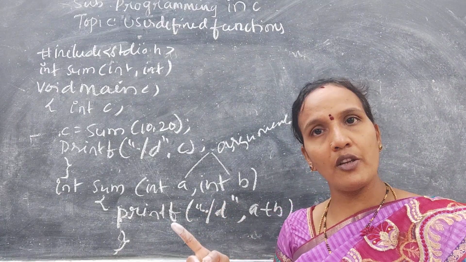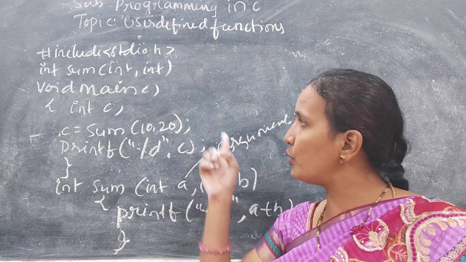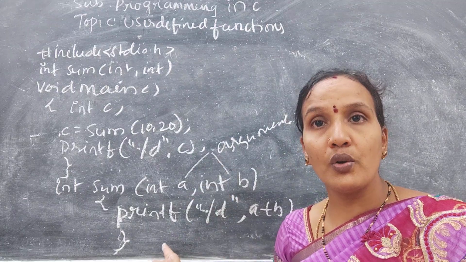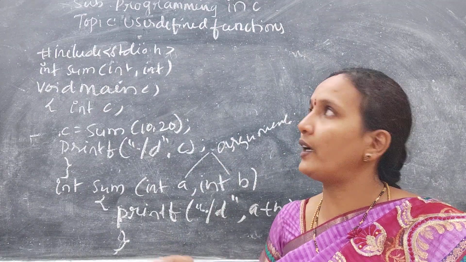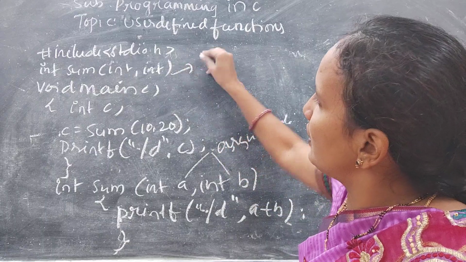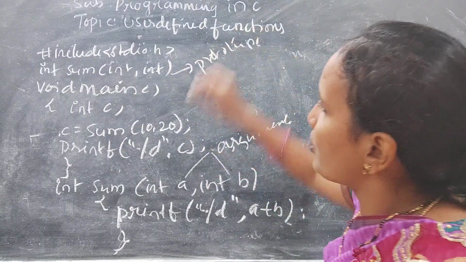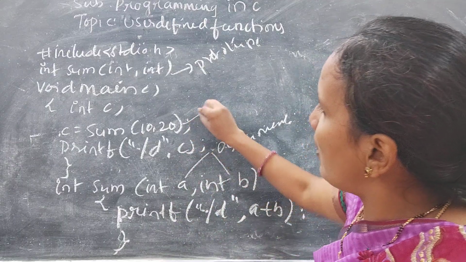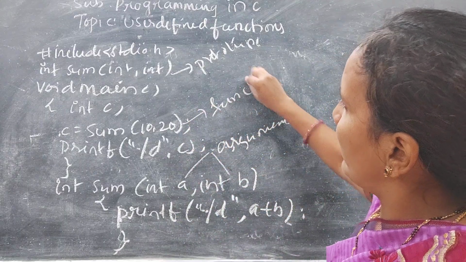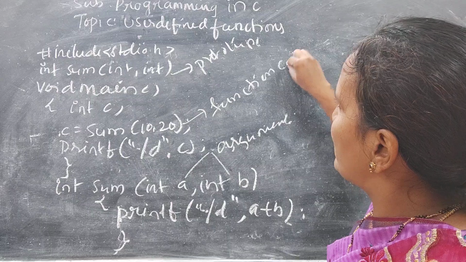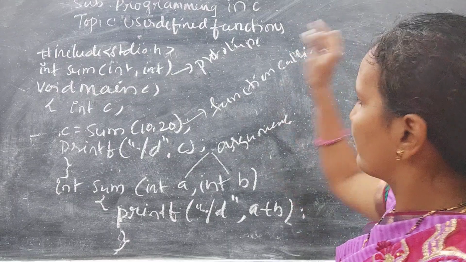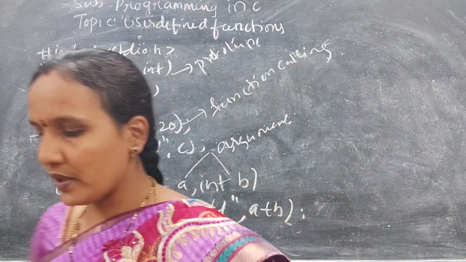Okay, first one with argument with a return statement. Here you have argument but no return statement. The second one. So here it is called as a prototype, where you are giving the name of the function, and this is called as a function calling, from which point you are executing a function. Okay, you take screenshot of this.